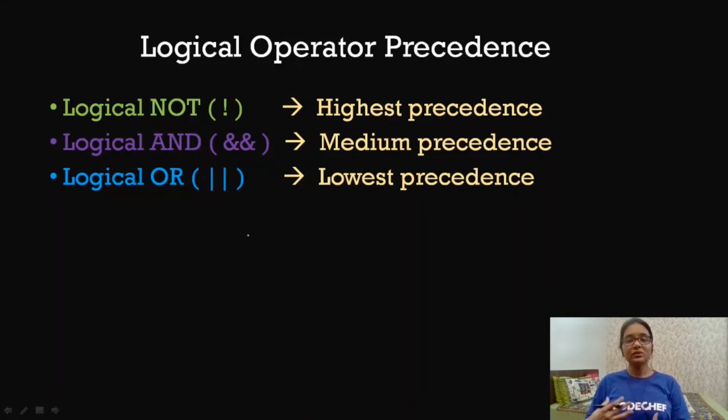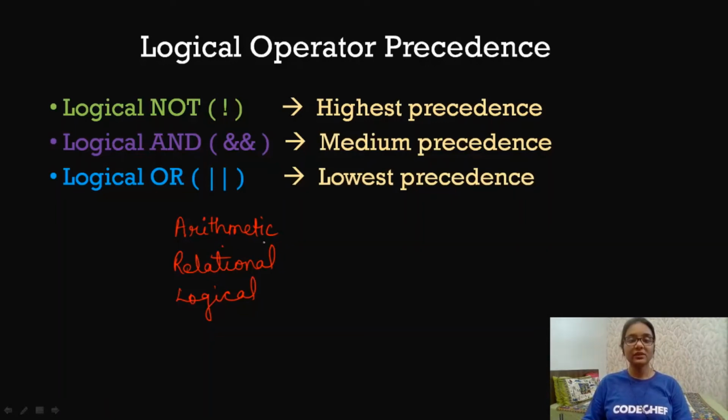And if we talk about the overall precedence, we have studied three types of operators: arithmetic, relational, and logical. So if we talk about the overall priority, then the first priority is of the arithmetic operators. Then the second priority is of the relational operators. And the third priority is of the logical operators. So if all of these three operators are present in a particular expression, then first we will solve arithmetic operators, then second we will solve the relational operators, and at last we will solve the logical operators.